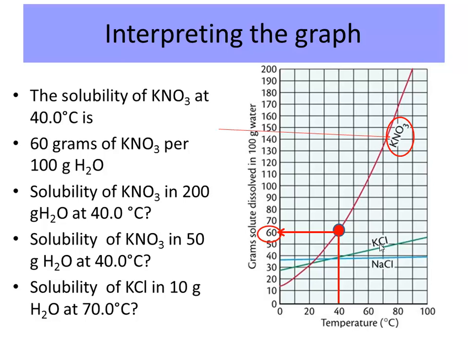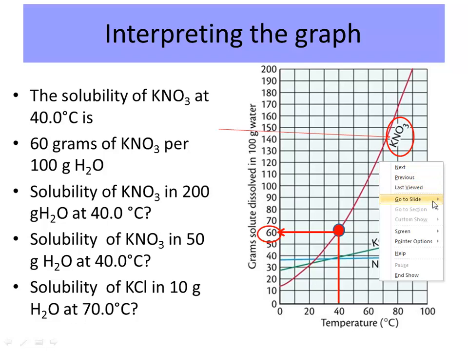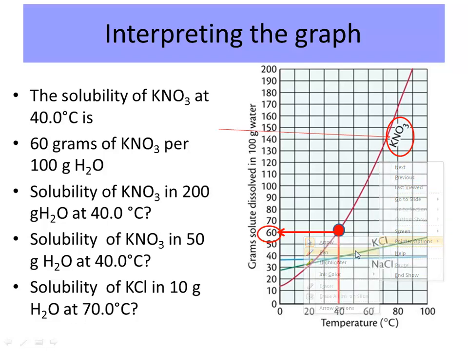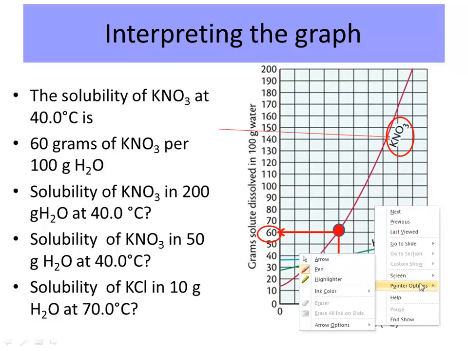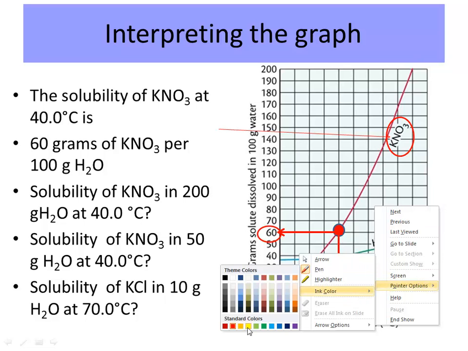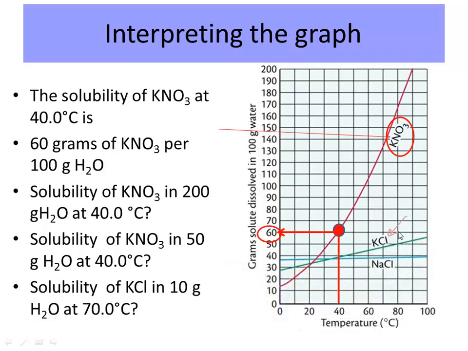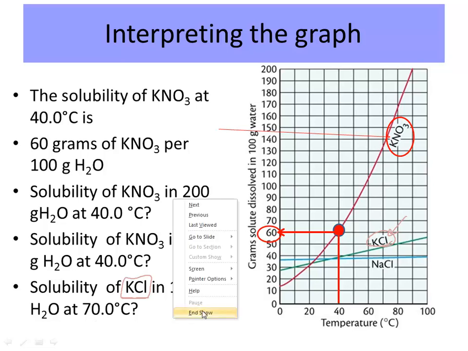Talking about this KCl line right here. I'll select a different color real quick. All right, that's too close to red. All right, so we're going this line right here, KCl. That's my substance. Each substance has a line. My temperature, 70 degrees Celsius. So let's pick another color for that.